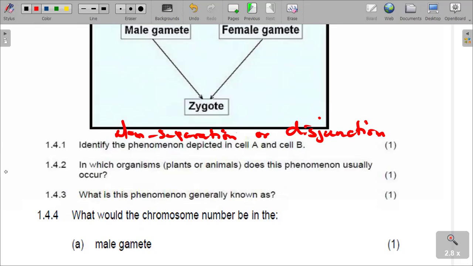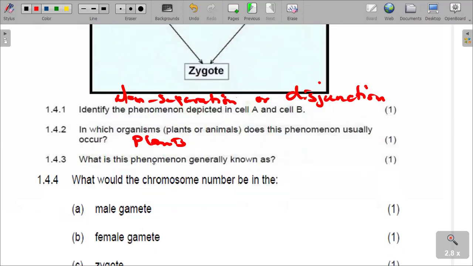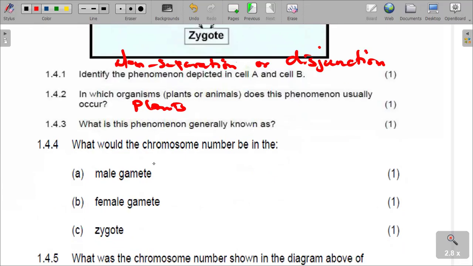And then, in which organisms does this phenomenon usually occur? It usually occurs in plants, where we have conditions such as this. And then what is the phenomenon generally known as? We normally call that polyploidy. I am sure you have seen the advantages of polyploids in agriculture. Polyploid.